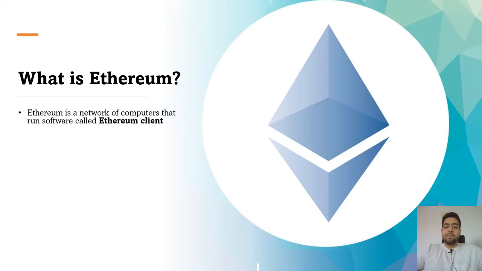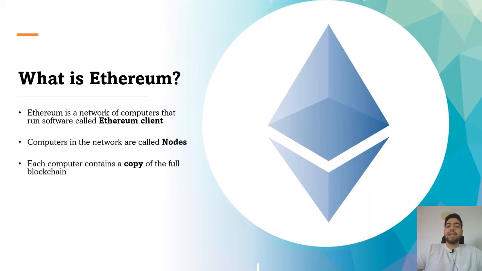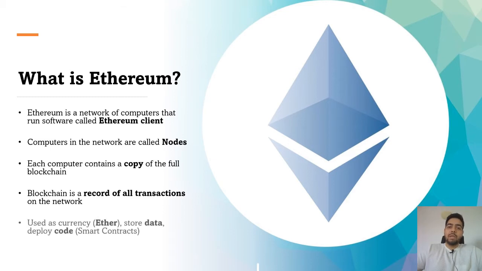Ethereum is a network of computers that each run a software called the Ethereum client on it. These computers are also called nodes, and each of these computers has the full copy of the Ethereum blockchain on it. A blockchain is essentially a record of all the transactions that happen on the network, and the Ethereum blockchain can be used to run a currency on top of it that is called Ether.